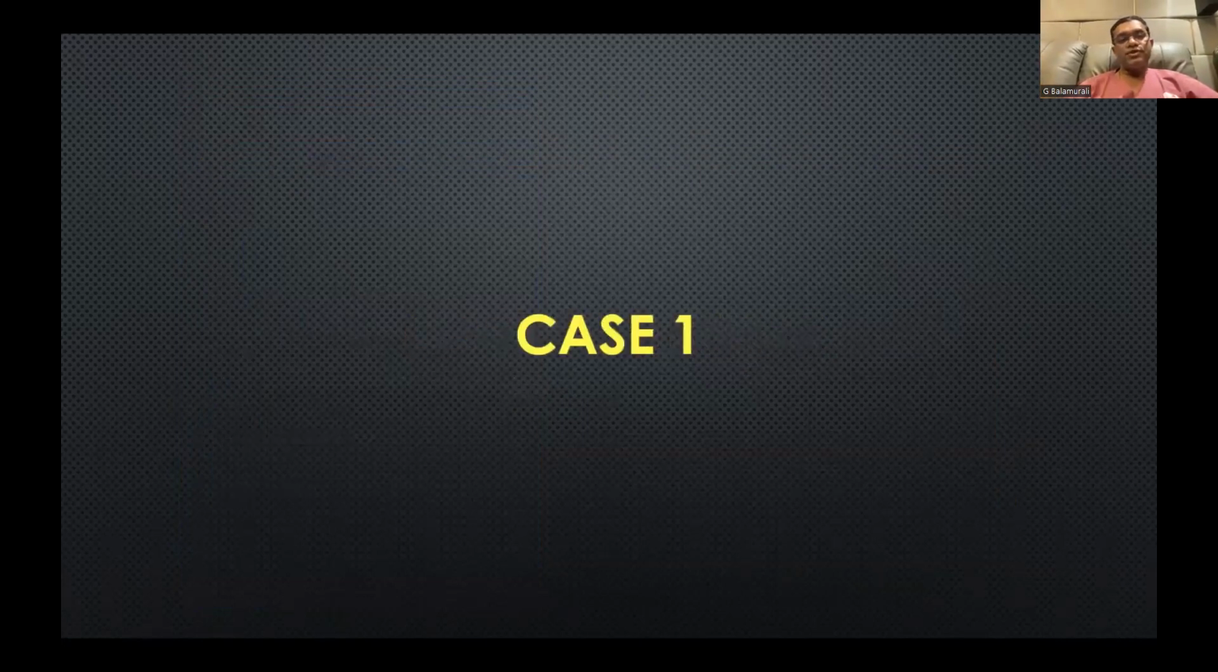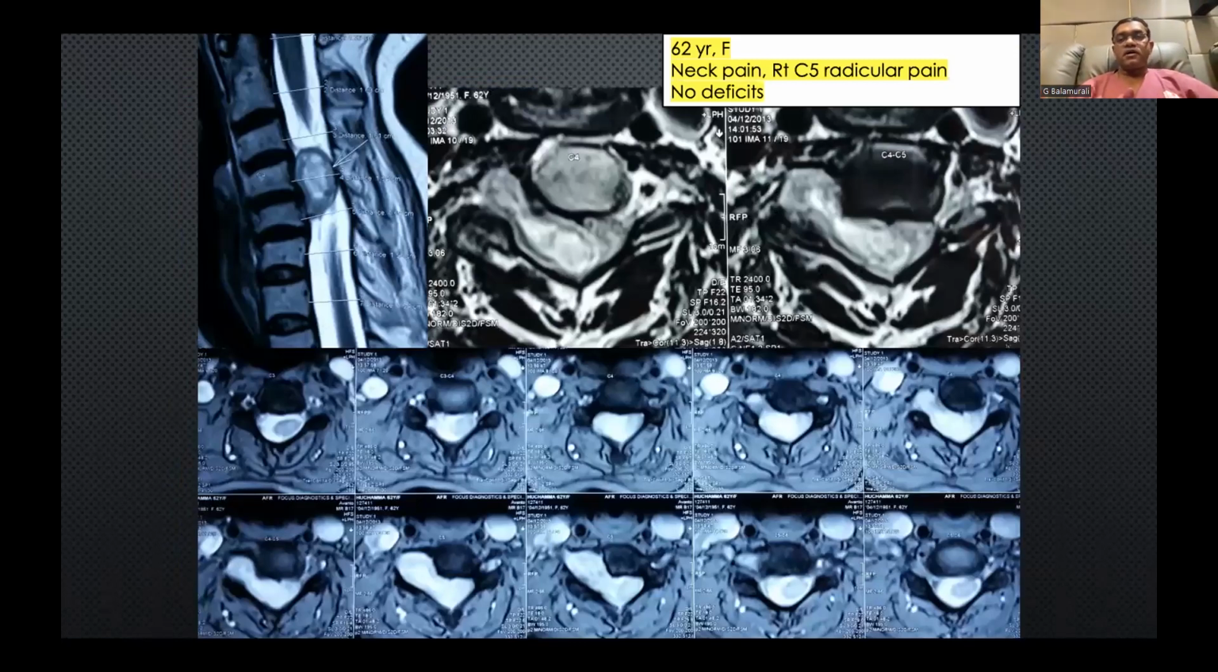Case example. So I'm going to show you first a case of C5 radicular pain, and the patient presents with severe myelopathy. And here you can see almost a 90% encroachment of the canal. This patient was a Nurick grade 3.